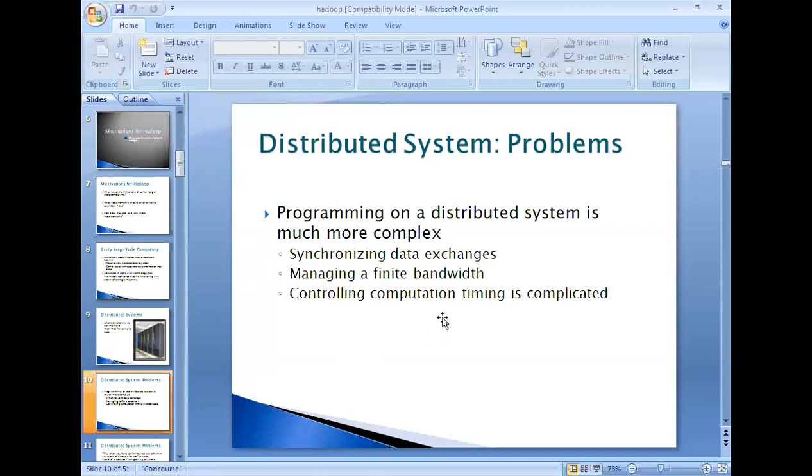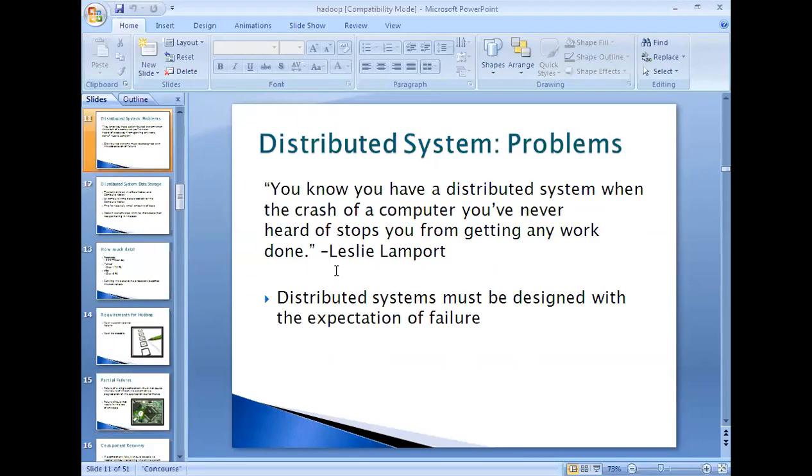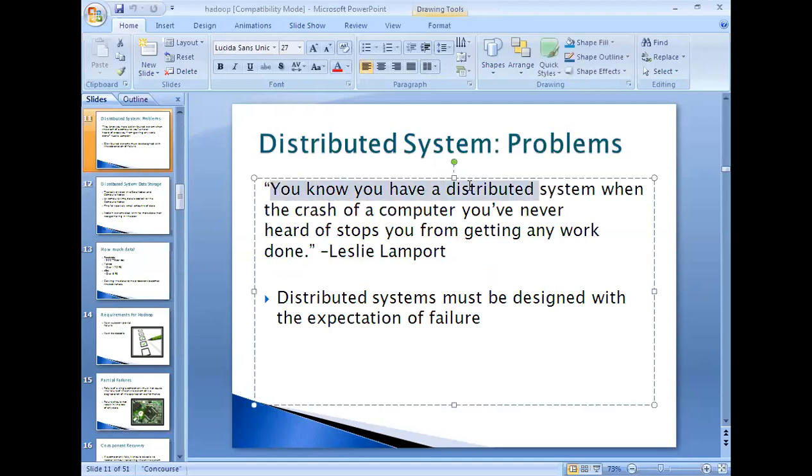And controlling computation timing is complicated. As we have discussed, regarding the timing factor, one may complete first and one may complete last. So how do we control all these things? Another important point is the quote you can observe here: you know you have a distributed system when the crash of a computer you have never heard of stops you from getting any work done.